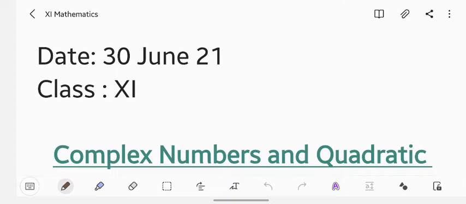Equations. And before we start, let us talk about why we have this chapter, complex numbers, in class 11th. What is the need of this complex number?